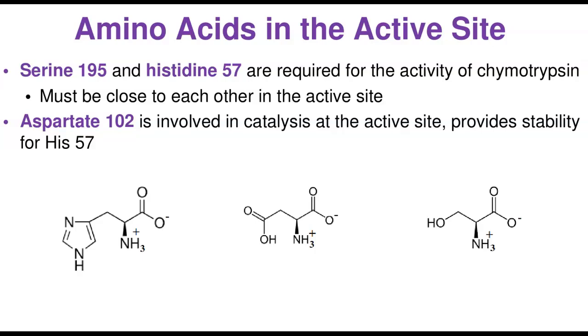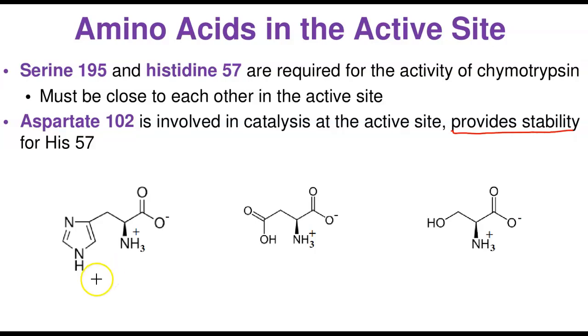Now, aspartate that is located in 102 is involved in catalysis at the active site. What it actually does, it doesn't do much. Like I said, it provides stability for histidine 57. So it's not directly involved, but the common goal of all this arrangement is to bring overall success in the catalysis of that enzyme.